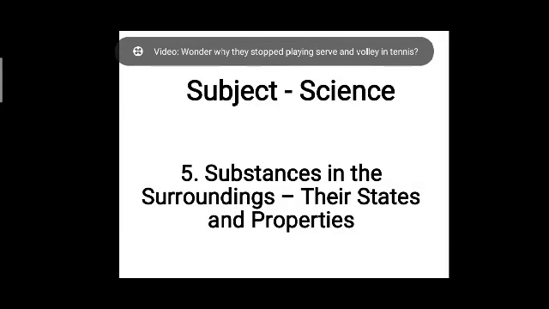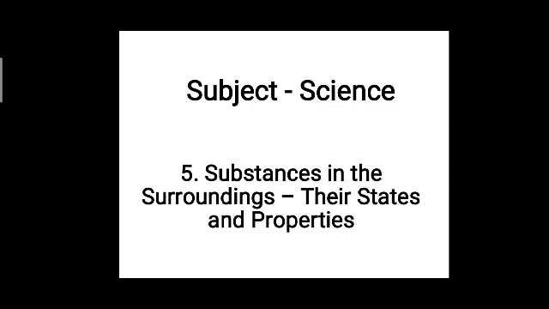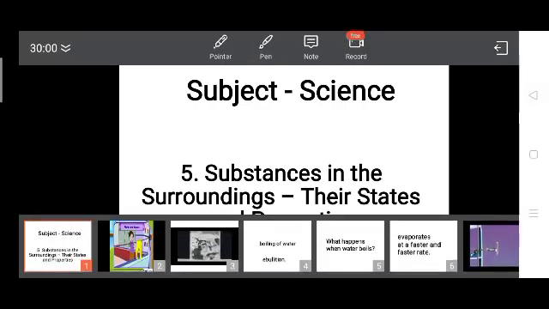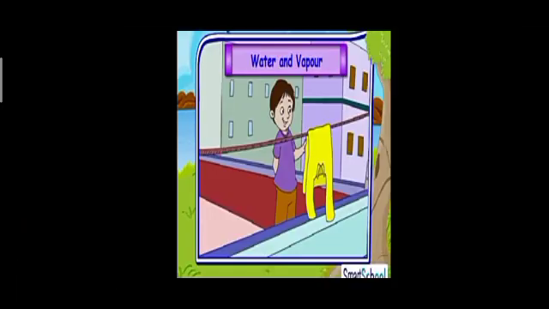Hello students. Today we are going to learn science subject topic five: Substances in Surroundings, their states and properties. In this lesson, in the first part, we learned our initial lesson. Now we are going to learn the next part, the second part in this lesson.